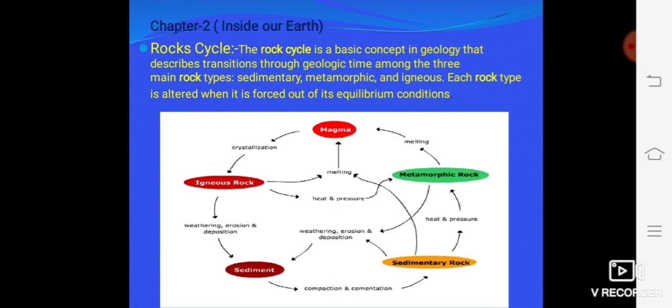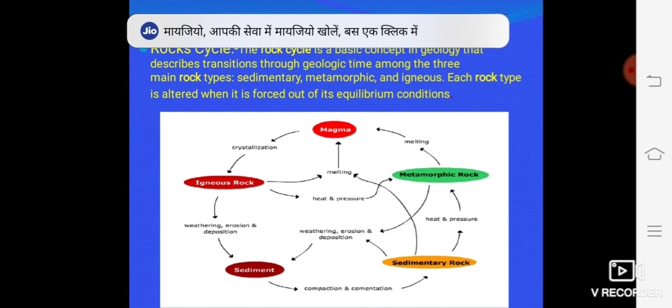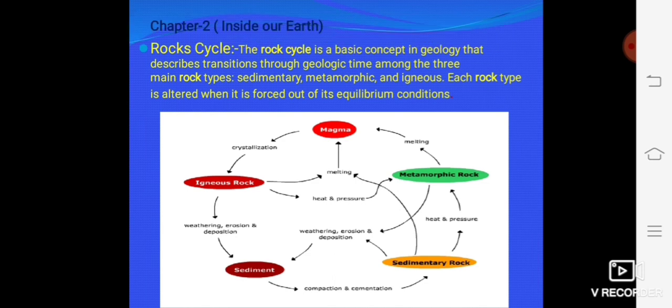Igneous rocks form in two different environments. All igneous rocks start out as molten rock called magma and then crystallize or freeze. Bowen's reaction series is a proposed sequence of mineral crystallization from basaltic magma.